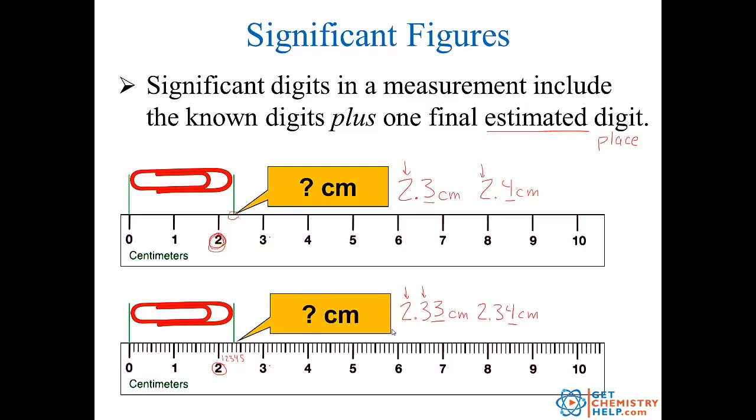So again, the rule is you record all of the digits that are clearly marked off on your measurement device plus a final estimated place. So in this case, the ones and the tenths place were clearly marked, so we estimate a hundredths place. And in the first case, the ones place was clearly marked, so we estimated a tenths place.